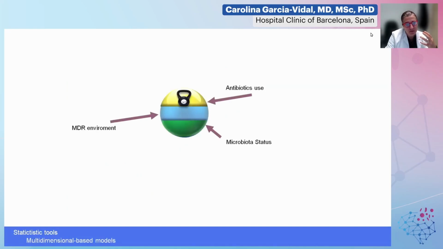For example, if I ask my mathematical model which are the factors related with, for example, multi-drug resistant bacteria, probably you will all agree with me that antibiotic use, the multi-drug environment, and the microbiota status are closely related with this problem. That means 3 dimensions. I don't know if you are aware that the human mind can only work in 3 dimensions. So if I tell you I have a lot of antibiotic use, this line is super powerful. You can imagine how this ball is going to go, because your mind works very well in 3 dimensions.